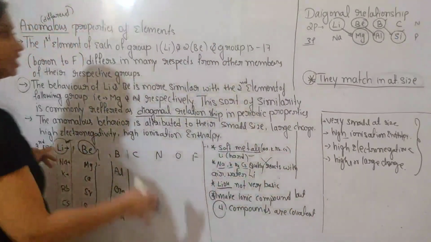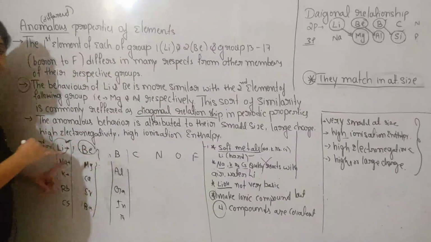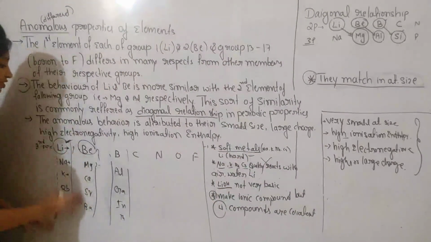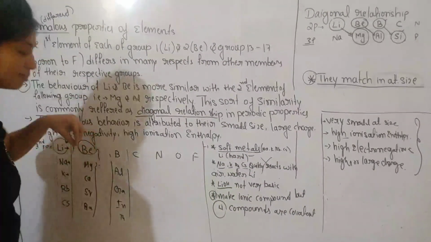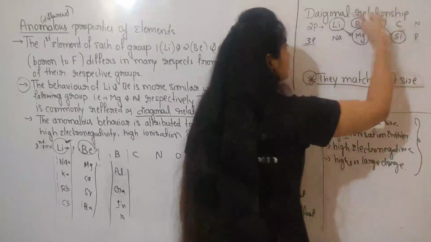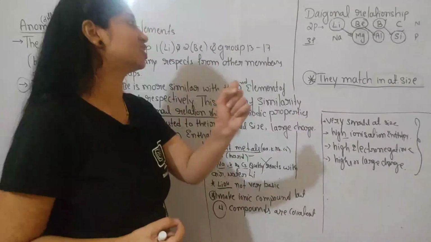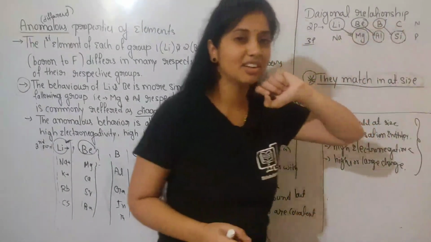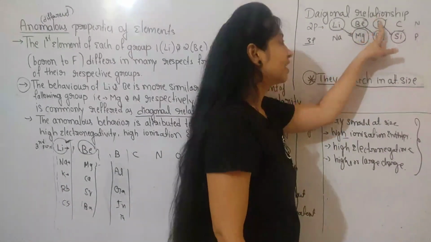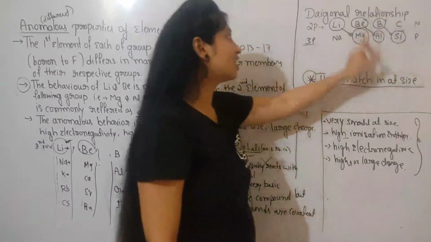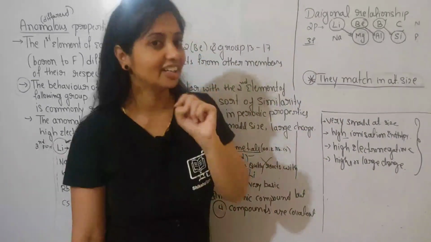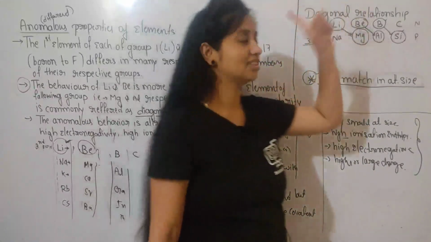So these two properties: the second period elements show anomalous properties compared to the rest of the elements in their group, and the second period elements lithium, beryllium, boron also show the diagonal relationship with magnesium, aluminium and silicon. Diagonal relationship means lithium and magnesium, beryllium and aluminium, boron and silicon, which are placed diagonally, show similar properties even though they are in different groups. So this is called a diagonal relationship.